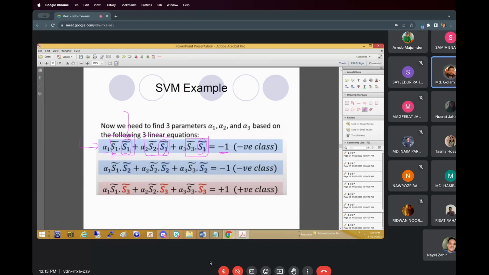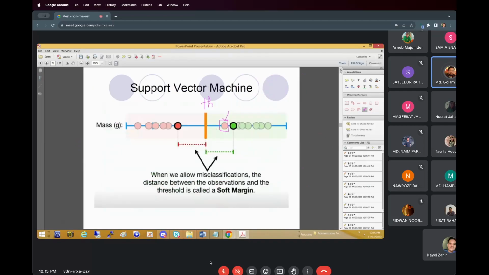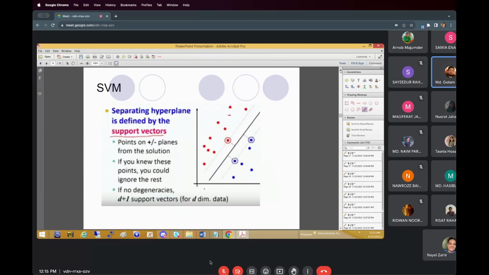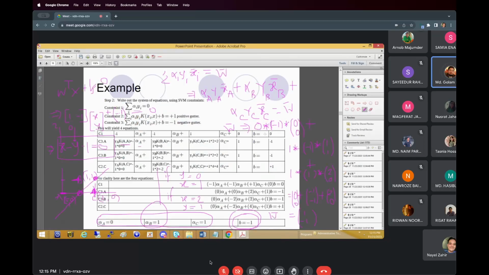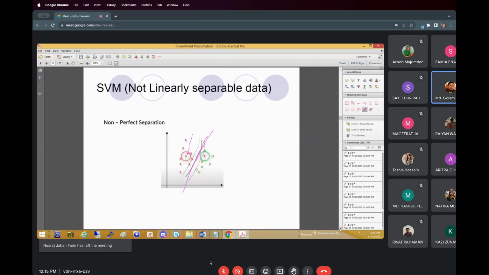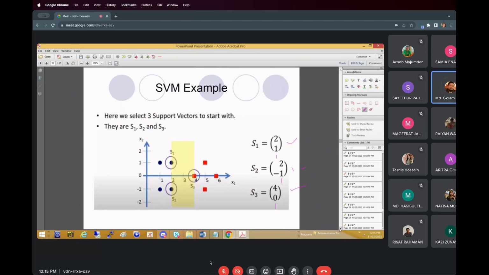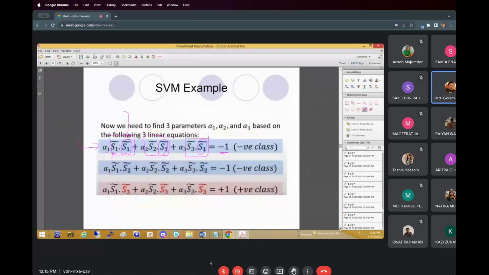Now we can see that it is equal to negative 1, that means negative, and we have already taken that in our equations. Here this is equal to negative 1, because this A is taken from the negative class. Similarly, we can form another equation.